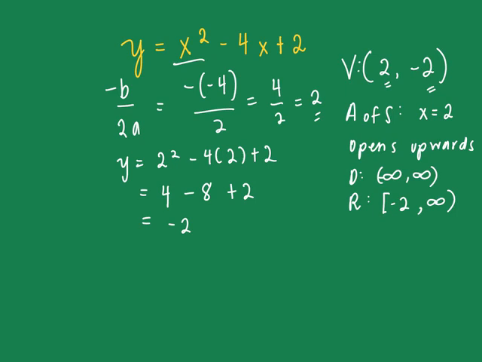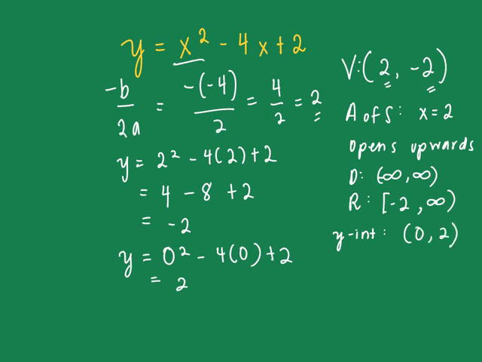Now for our y-intercept, let's solve for it again. So that's y equals, plug in 0 for x. So that's 0 squared minus 4 times 0 plus 2, which gives us, obviously, just 2. So our y-intercept is (0, 2). And there you have it.